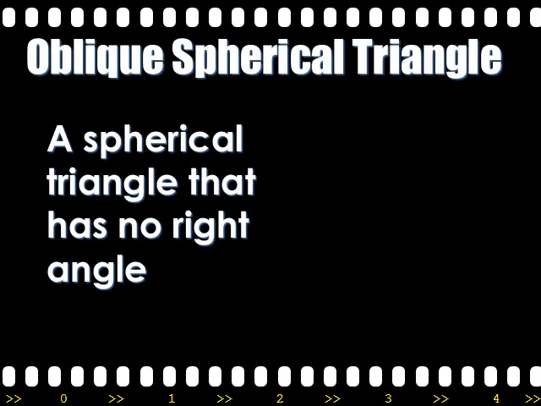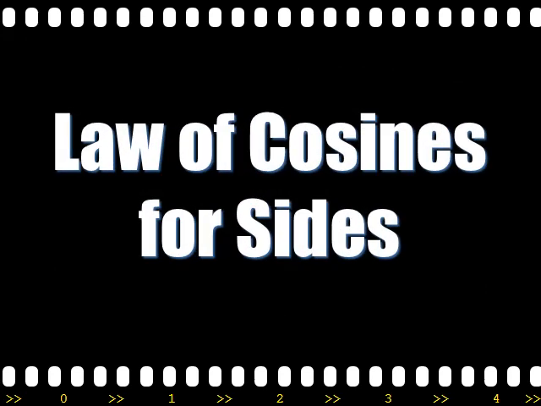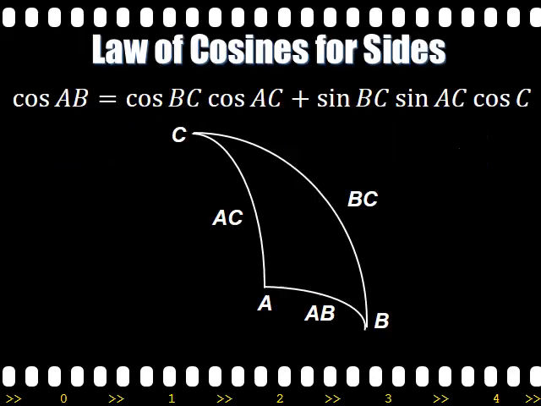Okay, pag sinabi natin oblique spherical triangle, it's a spherical triangle that has no right angle. So, ibig sabihin, hindi tayo rito pwedeng gumamit ng Napier's Pi or Napier's Rules. Kasi Napier's Pi at saka Napier's Rules, ginagamit lang natin yun sa right spherical triangles. Now, magpo-focus lang itong lecture na to on the law of cosines for sides. Okay, kasi ito yung ginagamit talaga natin, may direct application sa navigation.